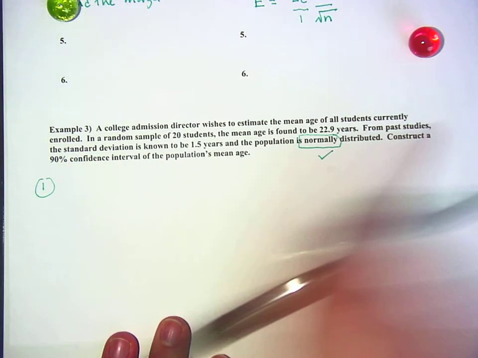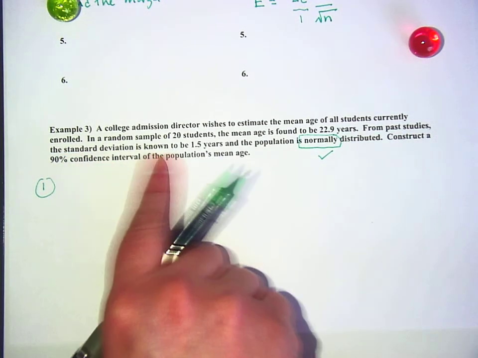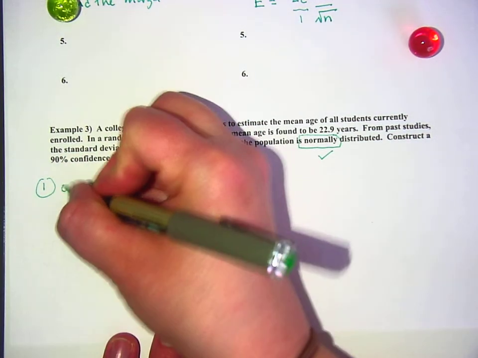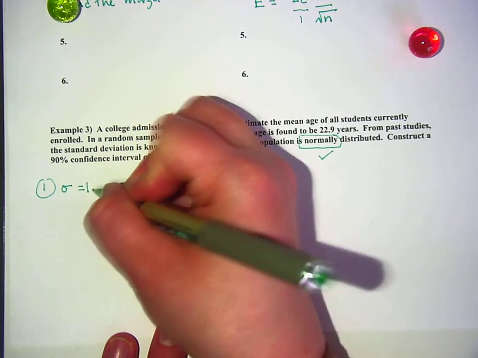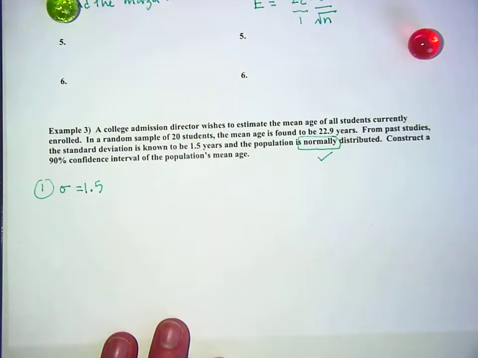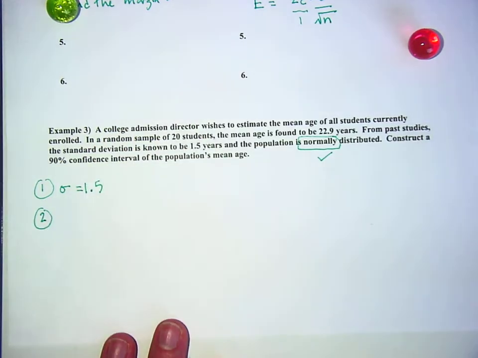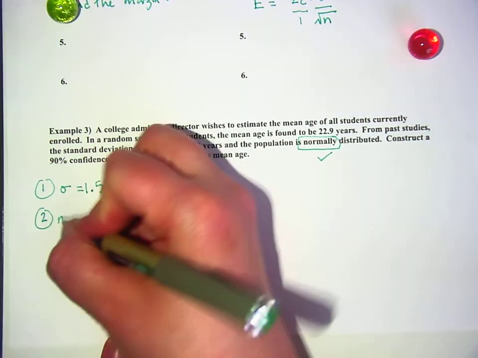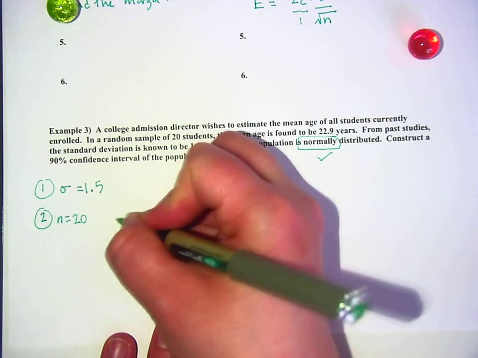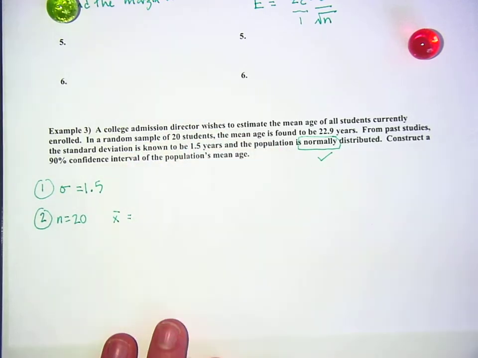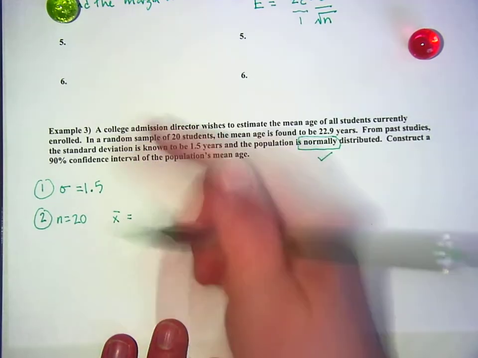It says from past studies, the standard deviation is known to be 1.5. So it's talking about the population standard deviation there, so we're good there. Number 2, find n and x bar. In this case, n is 20, and x bar, the mean, is 22.9.